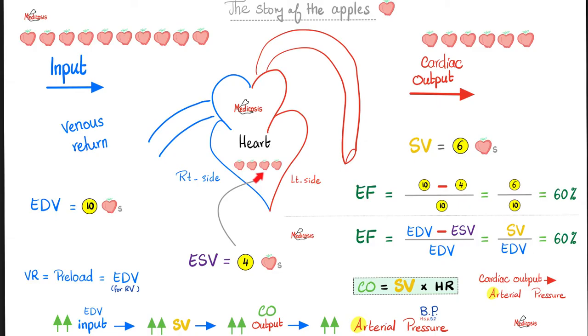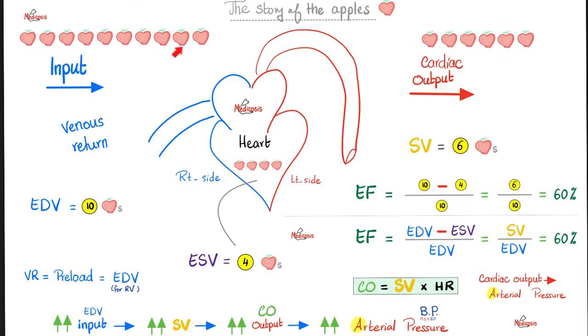The 4 apples that you decided to keep is the end systolic volume, which is the volume remaining in the heart at the end of systole, i.e. it didn't leave the heart during contraction. So when I came at the end of systole, after the heart has finished contraction, I found 4 apples still with you that you did not eject.